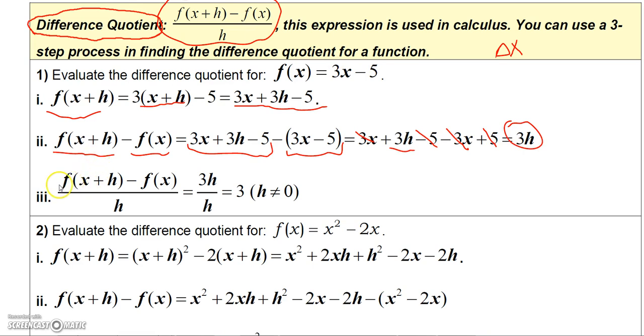The last step is to take what we got in step 2, which is this difference, and then divide it by the h. So in step 2 I calculated the difference to be 3h. So I put that on top, and so I have 3h over h. And as long as h is not equal to 0, then h over h will equal 1. So the result of the difference quotient is just 3. And so I state that h cannot be 0, because if h was 0, then 0 over 0 wouldn't give you 3. But don't worry about that.